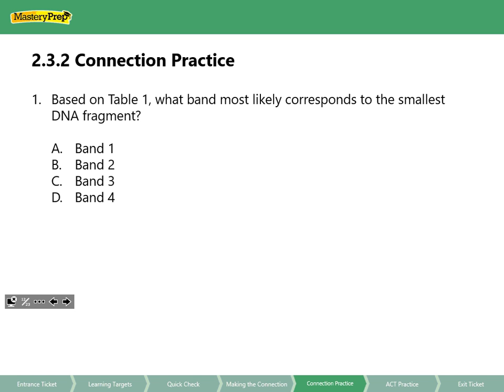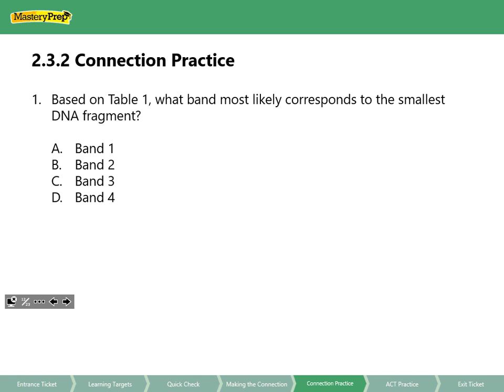All right, let's look at the next one. So they didn't provide the table in here for some reason. I still don't know why they didn't do that. Based on table 1, which you do have in your note sheets, what band most likely corresponds to the smallest DNA fragment? So distance traveled. Well, we have 41, 36, 20, and 15.